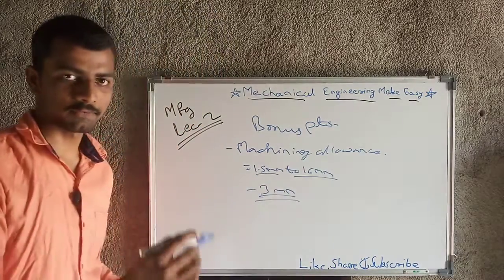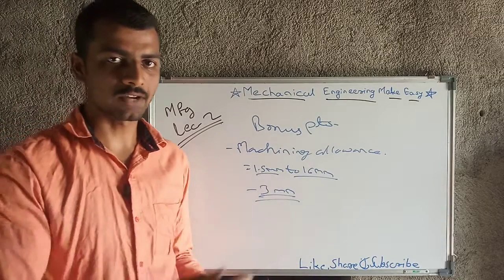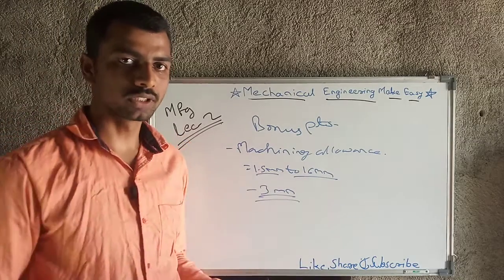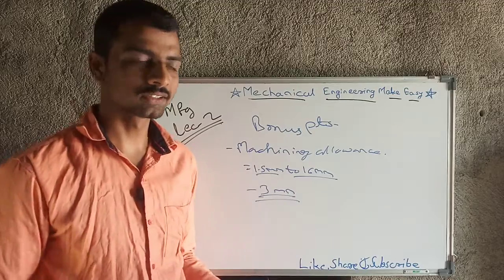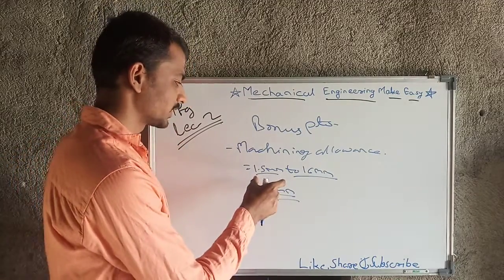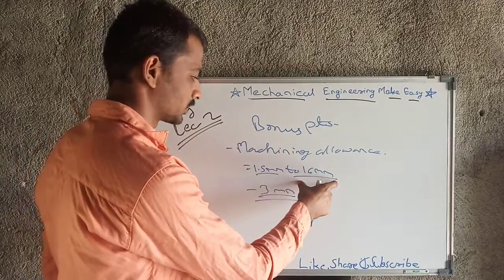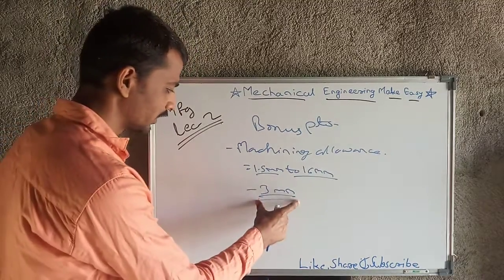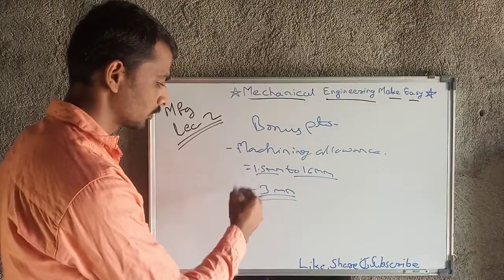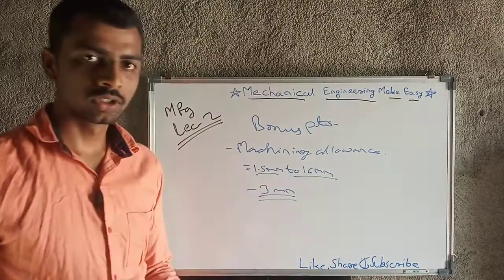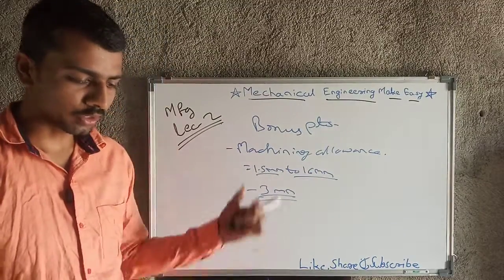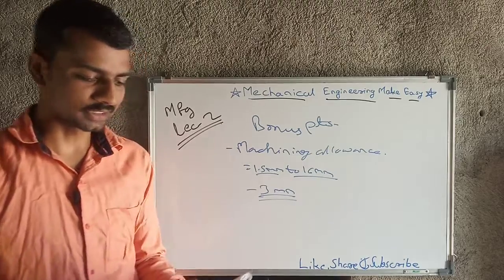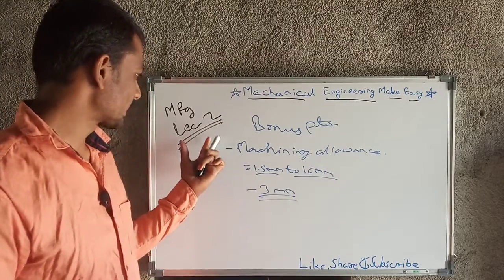It means that if a surface has to be machined afterwards for surface smoothness or to enhance some surface property, we use the machining allowance from 1.5 mm to 16 mm. This is the general range, and within it, 3 mm is the commonly taken value. This is all about the design part for today's lecture.